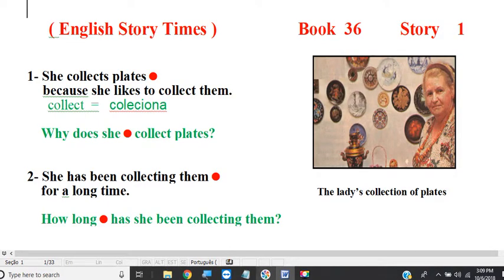English Story Times, Book 36, Story 1. The Lady's Collection of Plates.